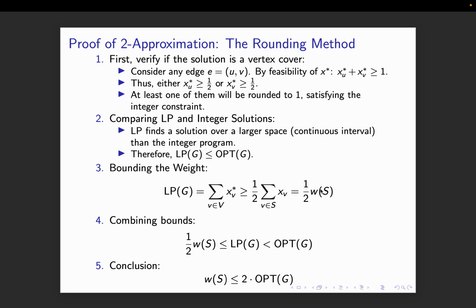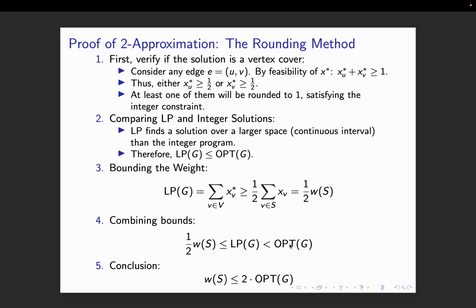And that is half the weight of the solution. So essentially, the LP is also greater than half the weight of my solution. So half the weight of my solution is less than LP, which is less than opt. So the weight of my solution is less than 2 opt.